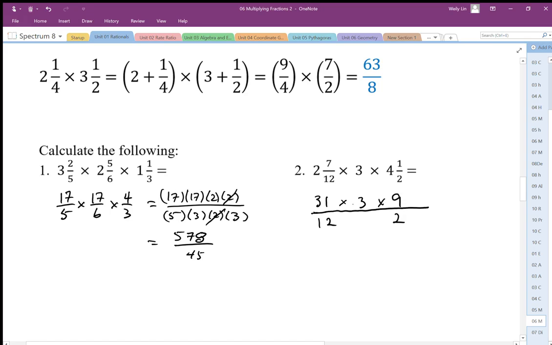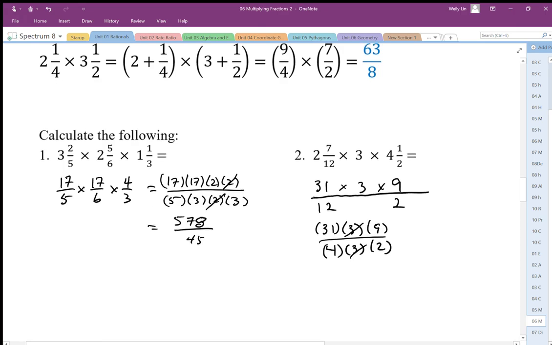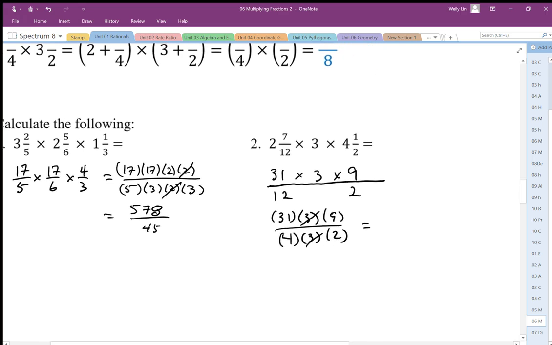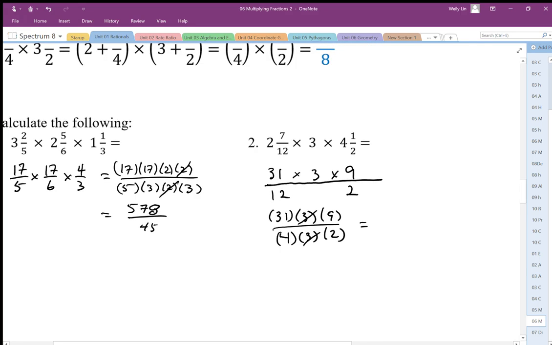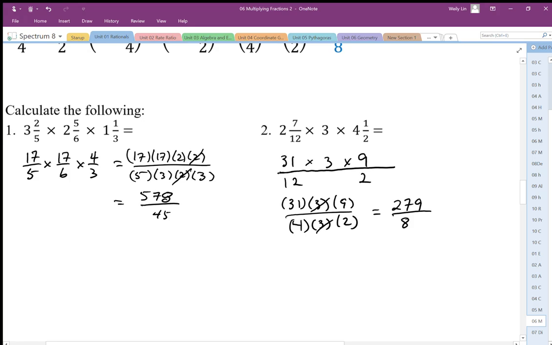So there are common factors here. There's a common factor here of 3, and I think that's about it though. So we have 31 times 3, and I'm just going to leave that at 9 because we're not going to use a 3 factor here. 4 times 3 times 2, cancel out the 2's. Okay, so then since 31 is prime and 9 doesn't share any common factors, this is going to end up being 279. So 31 times 9 over 4 times 2 is 8. So there's my improper fraction solution to that multiplication of mixed numbers.